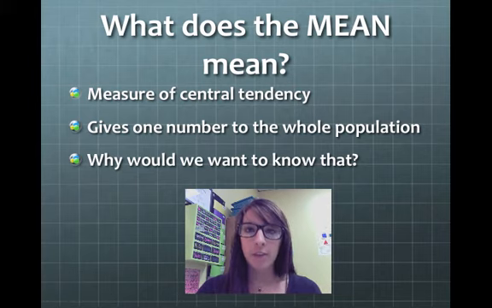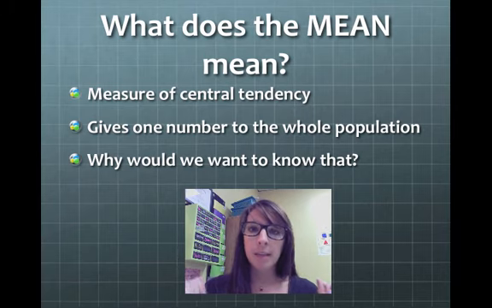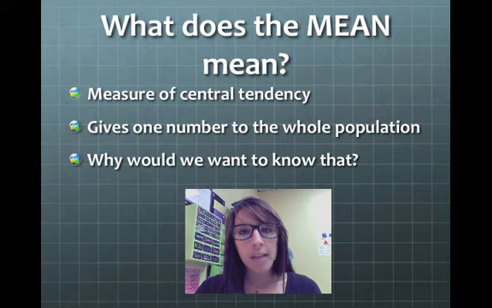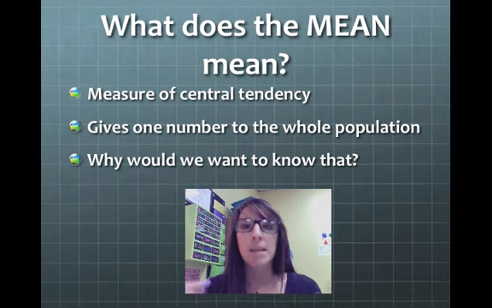Like in that first example with those pink dots, not one person in that population said 6 for how many siblings they had, but when you average it all out, when you spread it all out over the whole data, it gives you about 6. So you say the average number of siblings in that population is 6, or the mean number of siblings in that population is 6. Why would we want to know that?